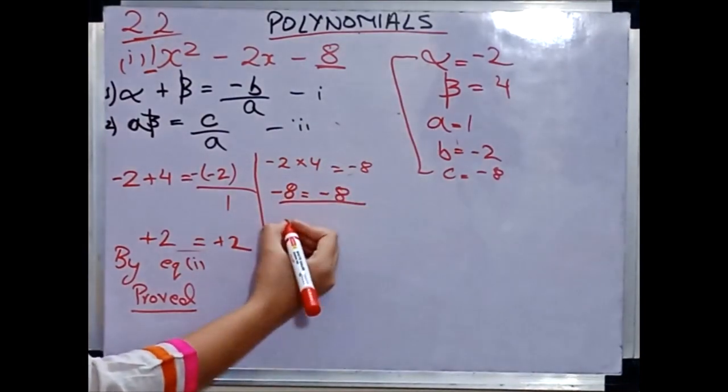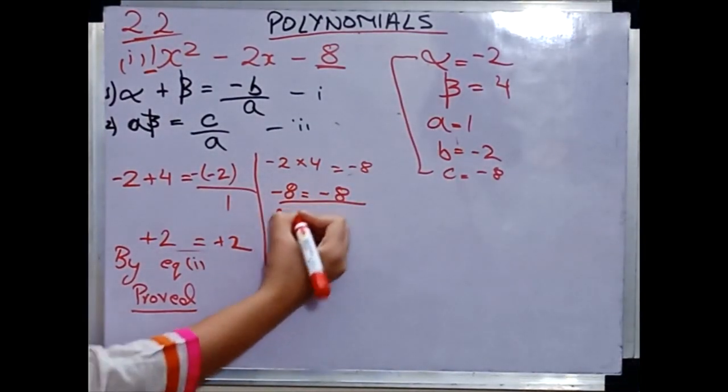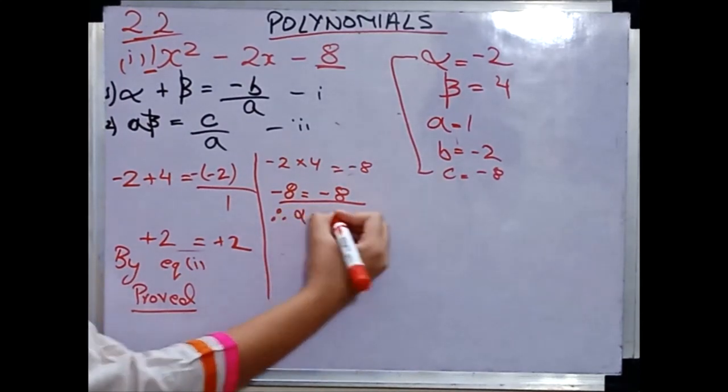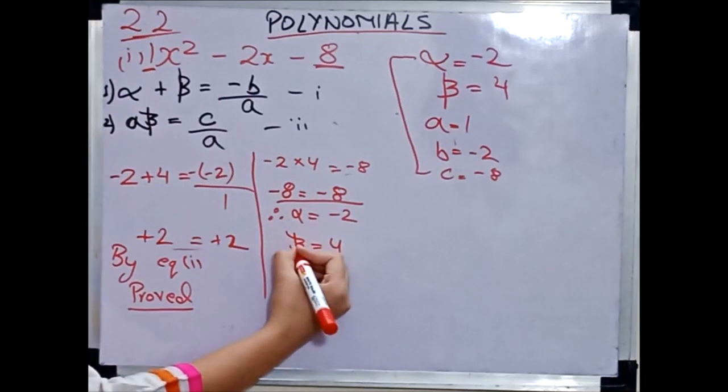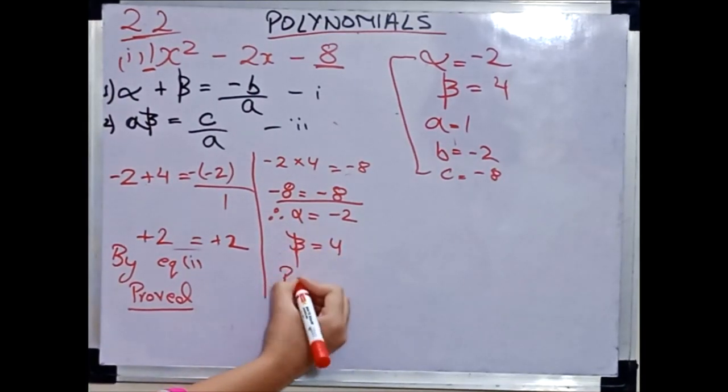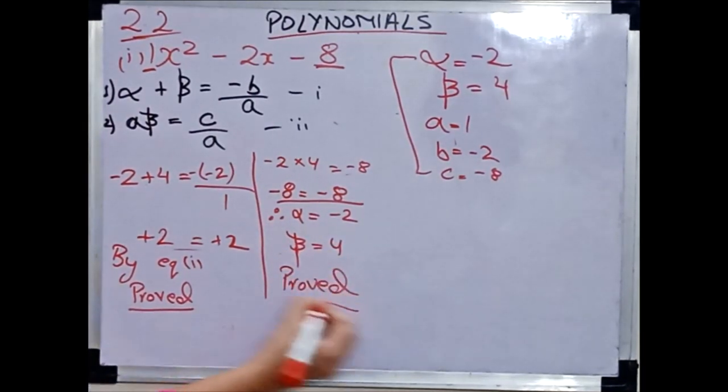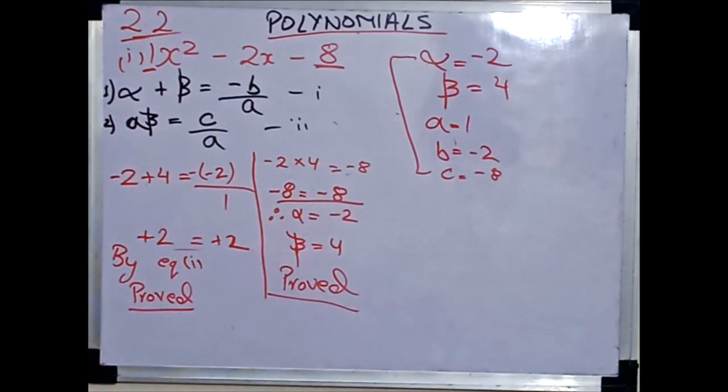This is proved. Therefore, alpha is equal to minus 2, beta is equal to 4, proved. Just this much you have to do. I hope you are clear with it.